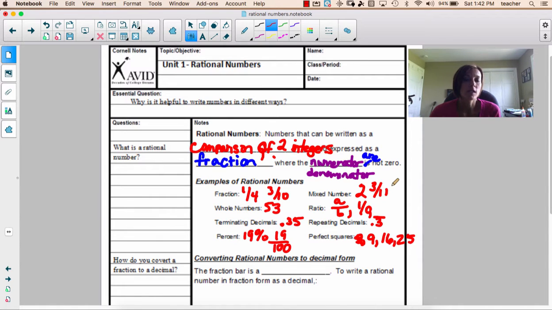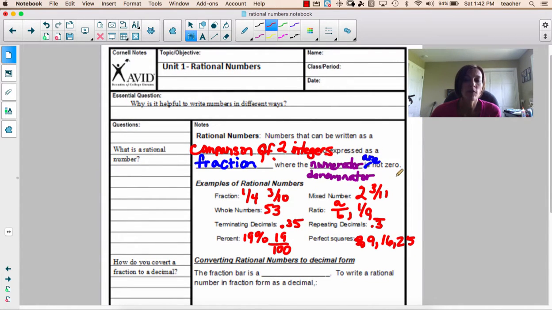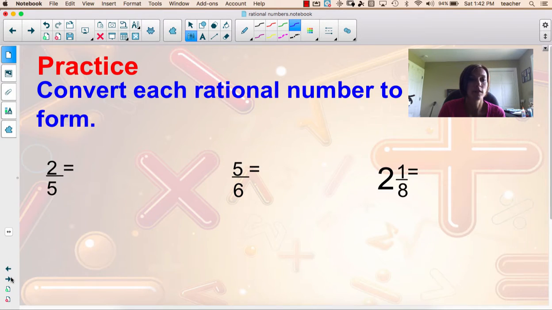All right, so once you have that listed, we're going to go ahead and figure out the next vocabulary word. So it says we're going to convert rational numbers to decimal form. The fraction bar is a blank to write a number in fraction form as a decimal. So a fraction bar is known as a division sign, to write a rational number in fraction form as a decimal. Onward we go. So that's what we're going to do right now. We're going to convert rational numbers to decimal form.